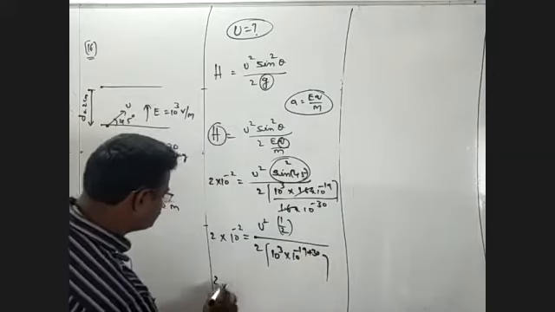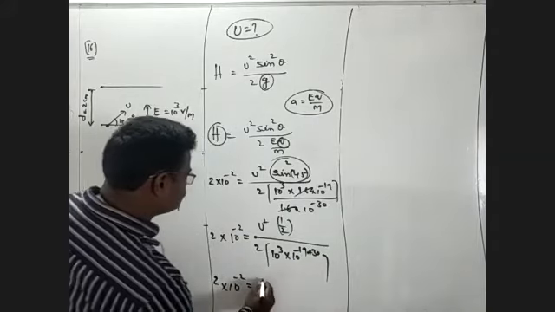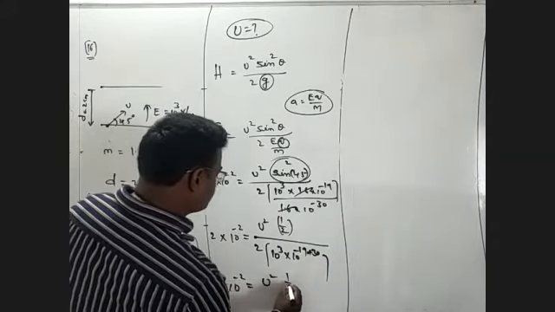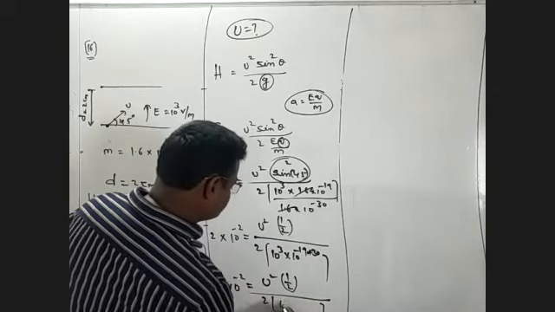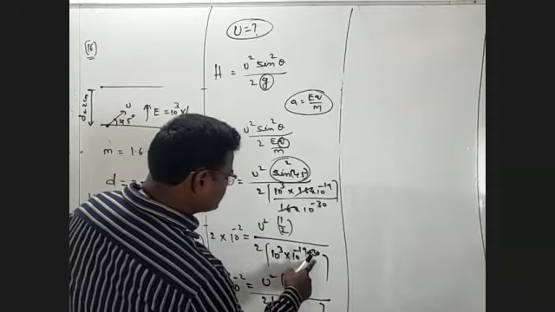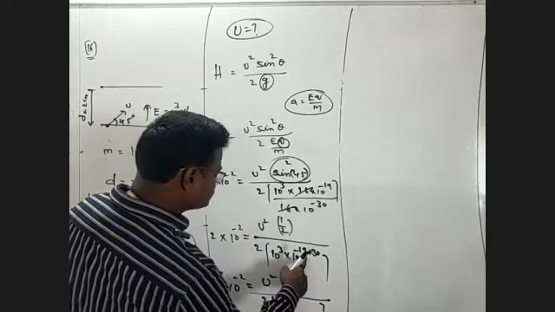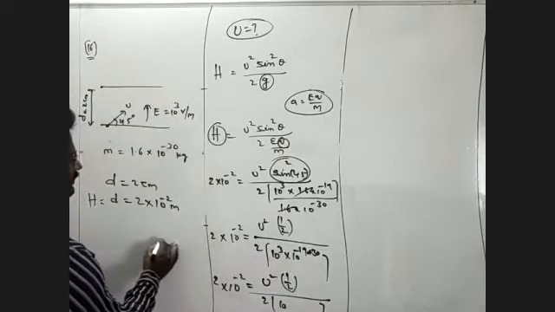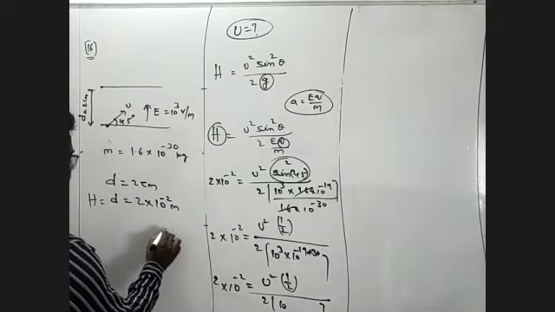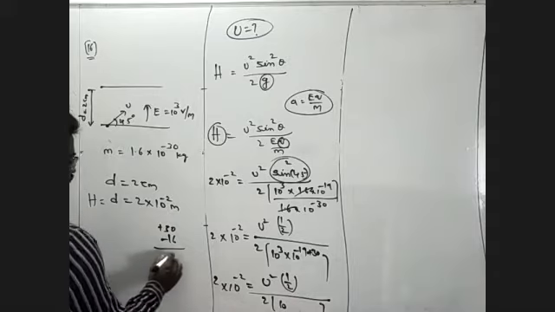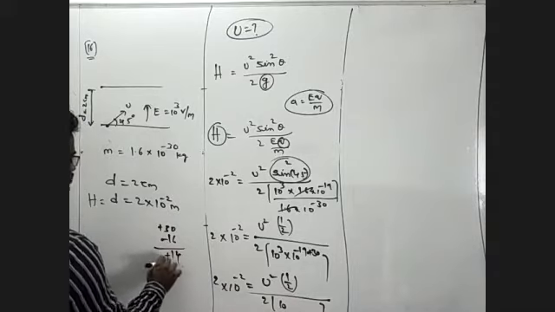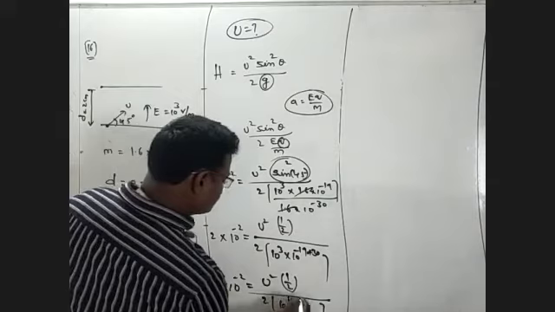So 2 into 10 power of minus 2 is equal to u square by 2 into 10 power of the exponent. Adding the exponents, minus 16 plus 30, what is the value? That is 14.